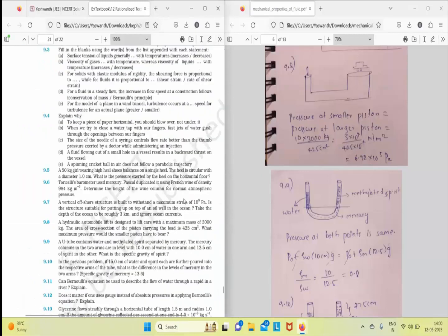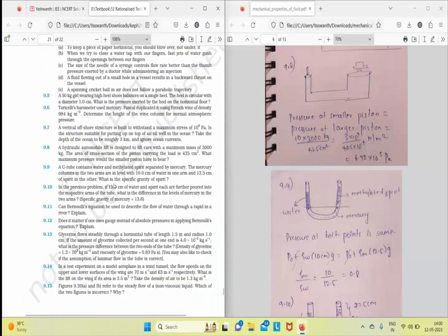Coming to the next question. A U-tube contains water and methylated spirit separated by mercury. The mercury columns in the two arms are in level with 10 centimeters of water in one arm and 12.5 centimeters of spirit in the other. What is the specific gravity of spirit?